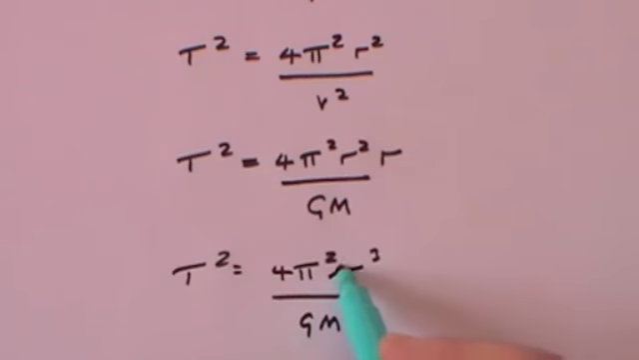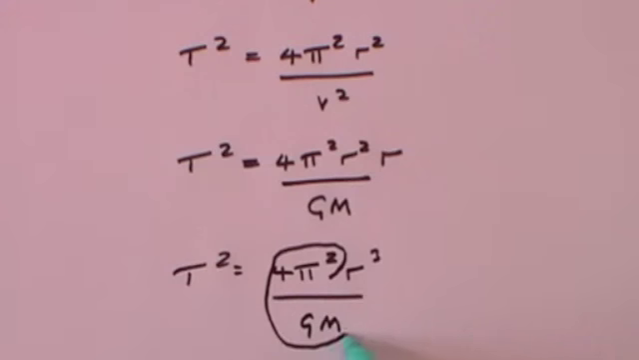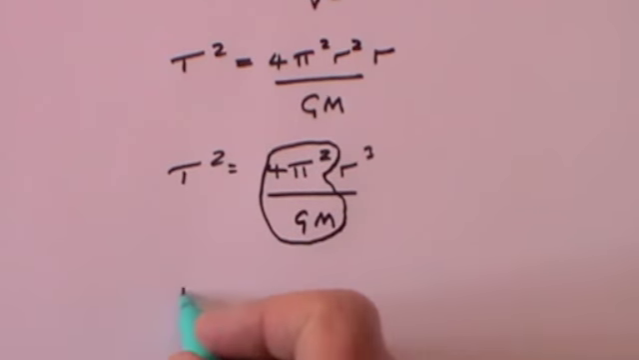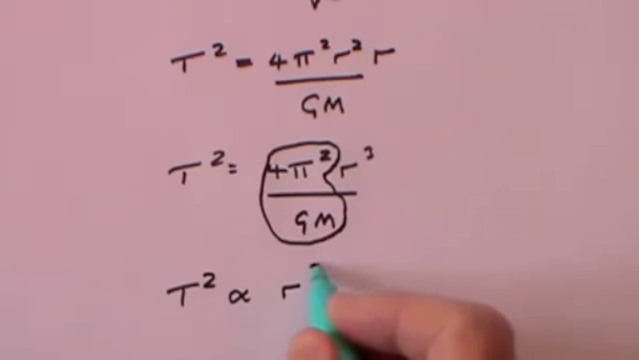Now this term here is a constant if you're talking about going around the Sun. 4 pi squared over GM, where M is the mass of the Sun, and consequently you're left with T squared is proportional to r cubed.